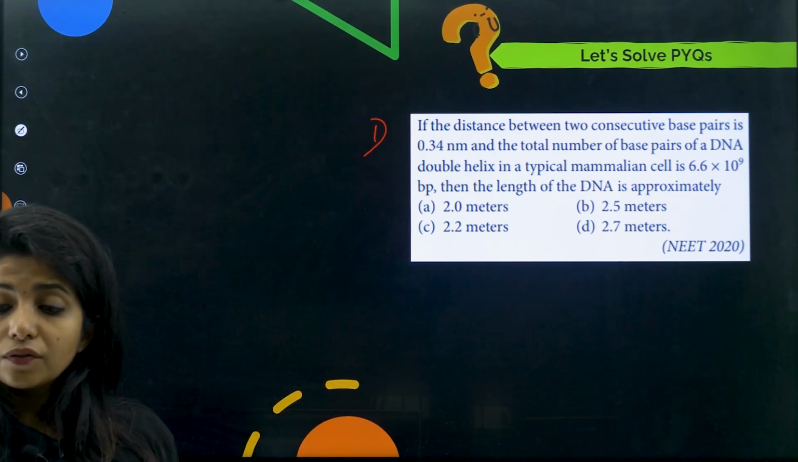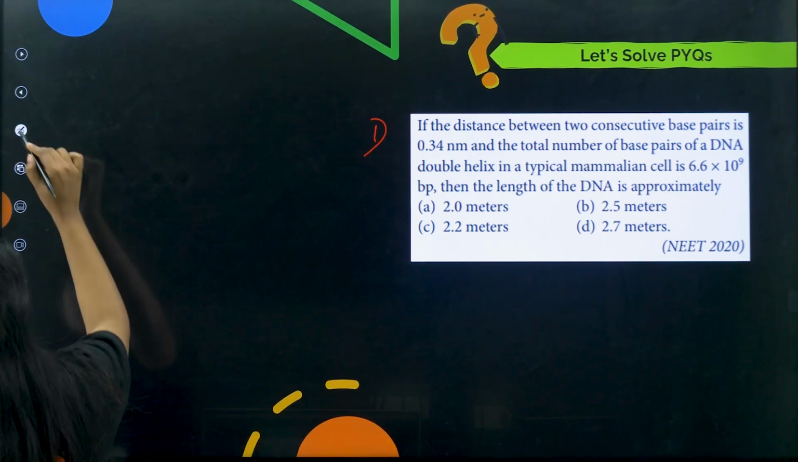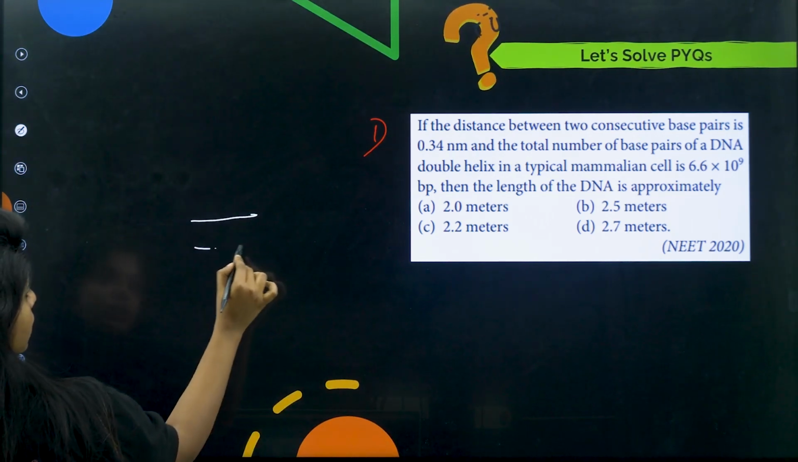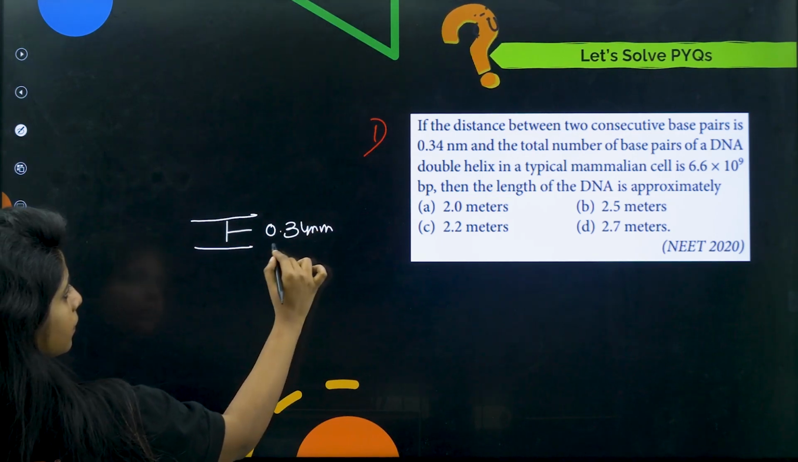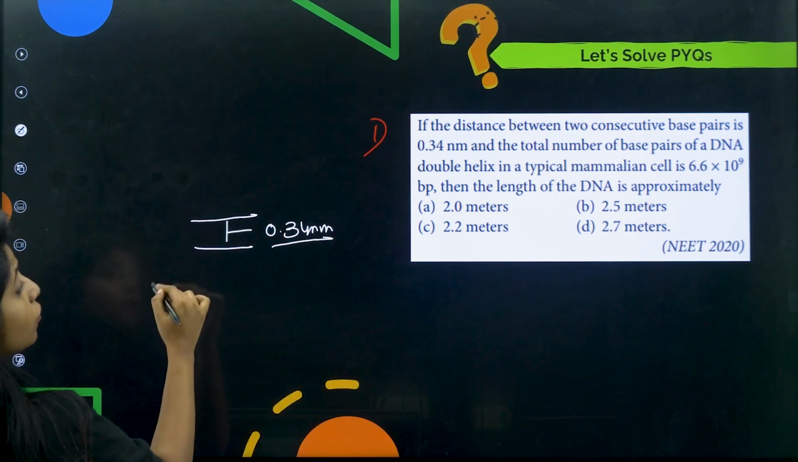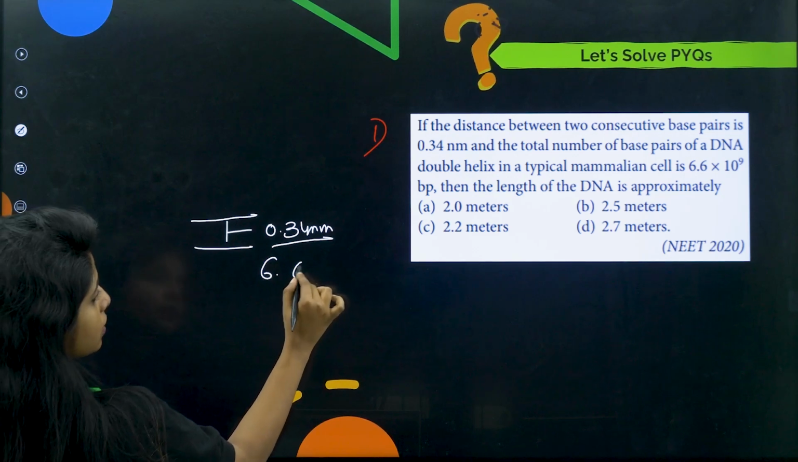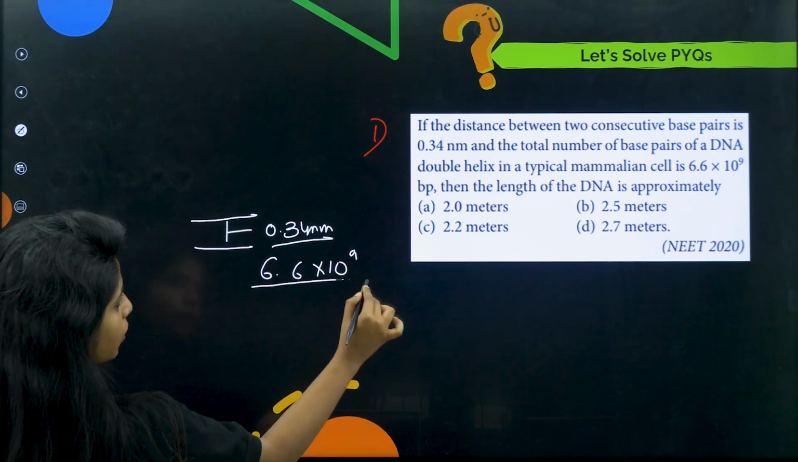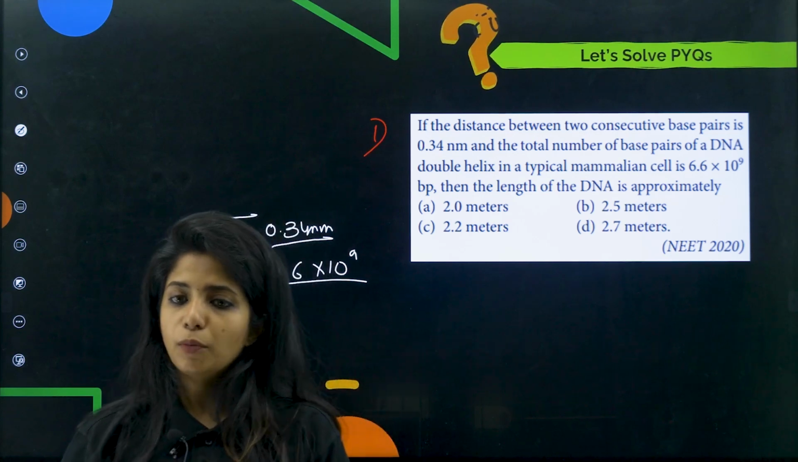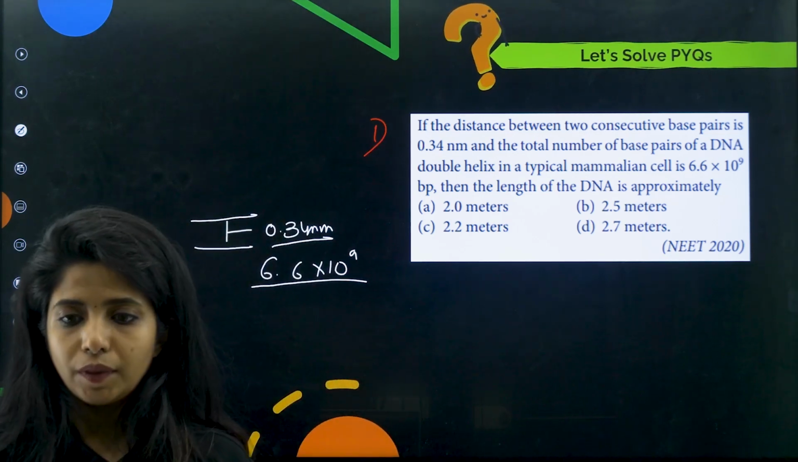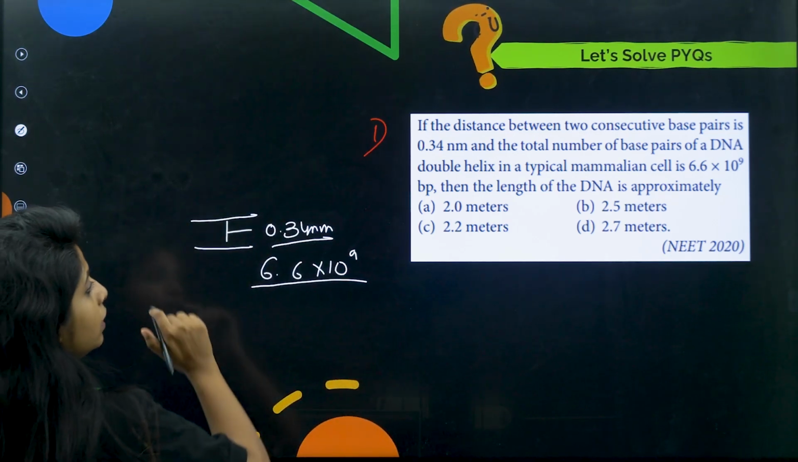They are saying if the distance between 2 base pairs, there is one base pair over here, there is another base pair over here, the distance is 0.34 nm, and the number of base pairs is 6.6 into 10 to the power 9, this is of eukaryotes. What is the length of DNA? Can you guess it? I'll give you 1 minute for guessing it. Pause the video and try to guess it and then tell me the answer. What is the length of the DNA?